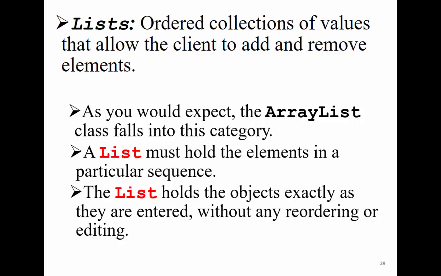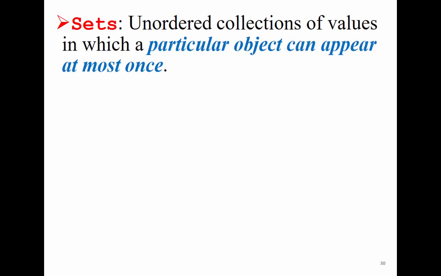A list holds the objects exactly as they are entered. As we saw in the previous example, the order you insert into the list will be the order of the elements inside the list. The list will not change the order. A set is an unordered collection, so the order is not important. If you are collecting objects and you don't care about the order, sorting, or insertion order, then a set is the suitable collection to use.